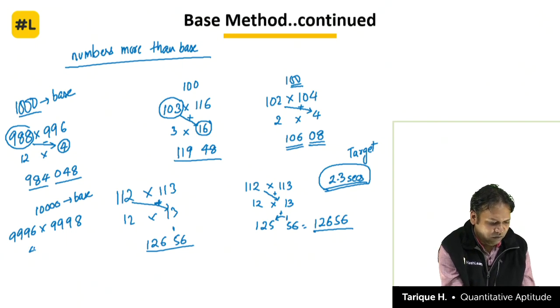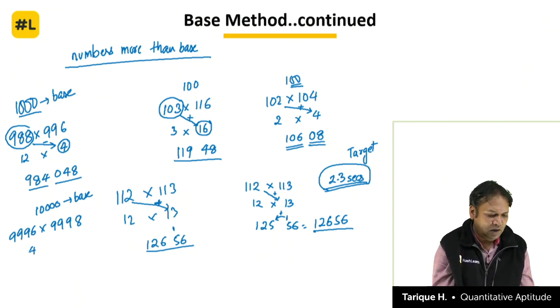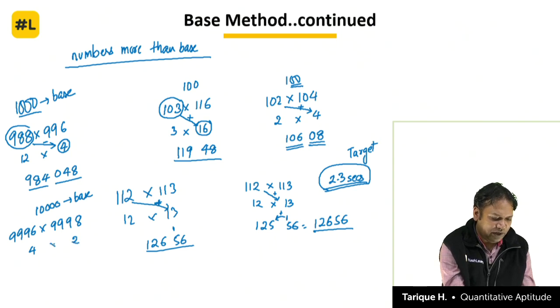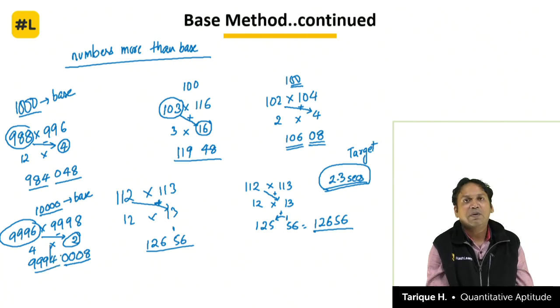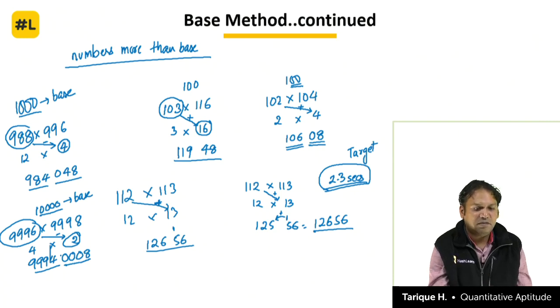Okay. 4, how much less than 10,000? 4. How much less than 10,000? 2. 4 into 2, 8. How many zeros are there? 4 zeros. So put here 0, 0, 0. Okay. Now take this number 9996 minus 2. 9994. That is how easy this is. 9996 minus 2, 9994, 0008.